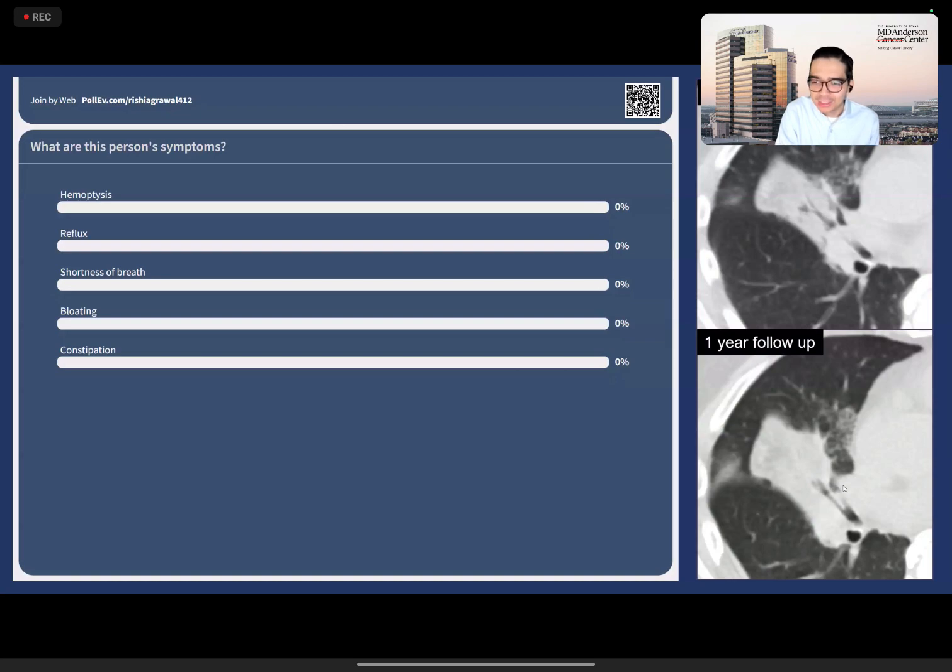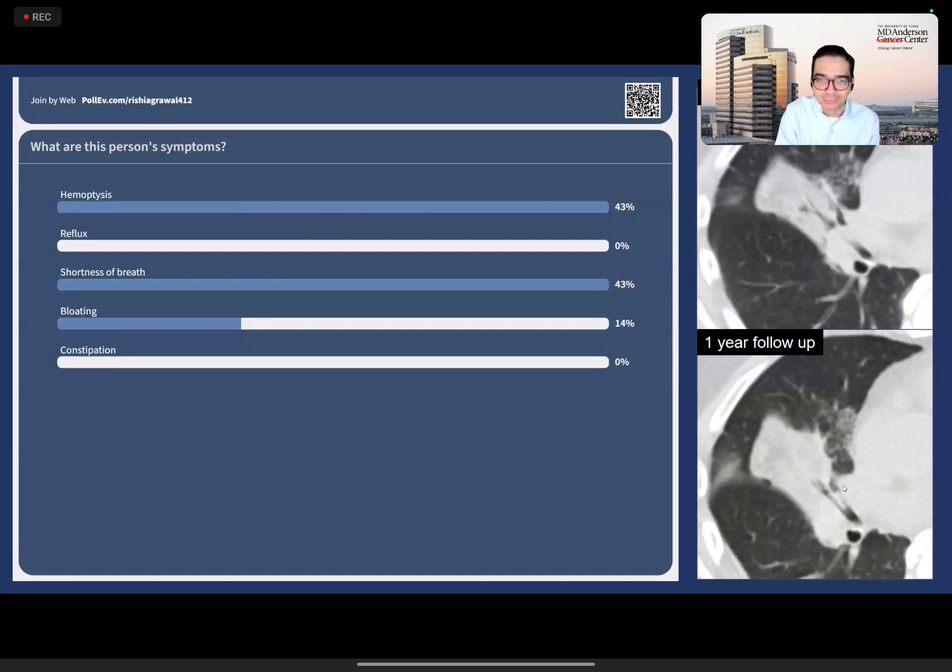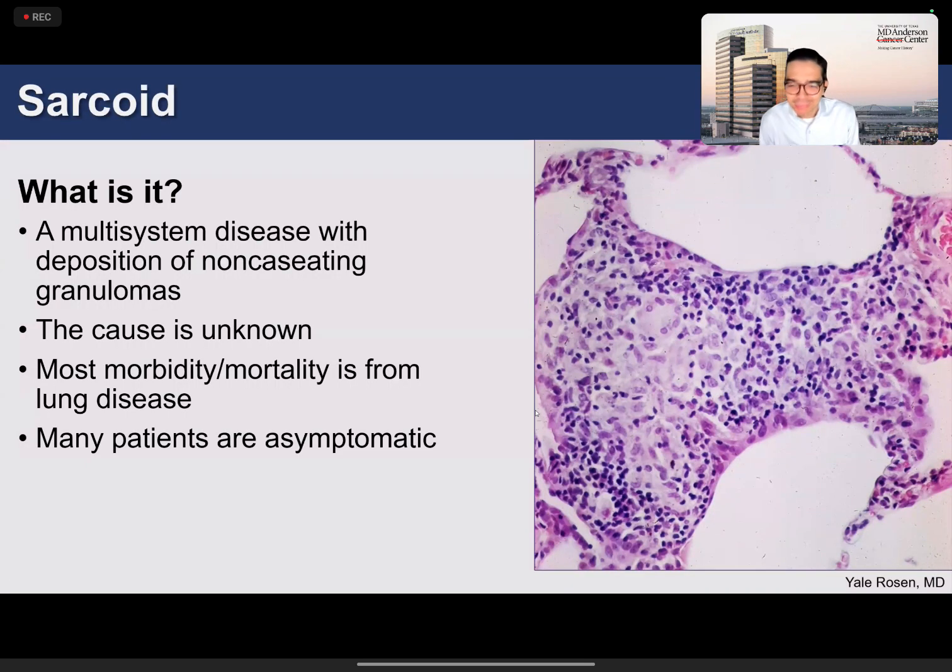Okay, and here's kind of a different kind of question. You have to put on your clinician cap here. What are this person's symptoms? We have baseline and 1 year follow-up. It's kind of a tricky question. I'm being a little bit tricky here. Okay, most people said hemoptysis, and notably 0% said constipation. And so I'll tell you what the right answer is in a little bit, okay?